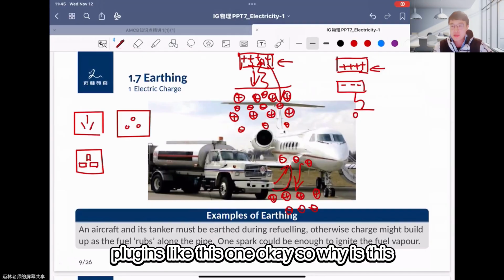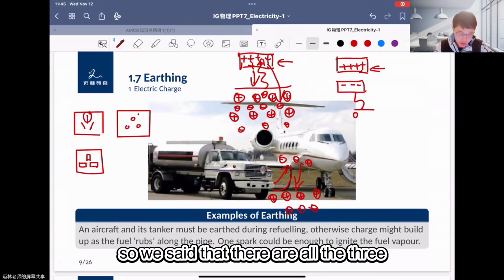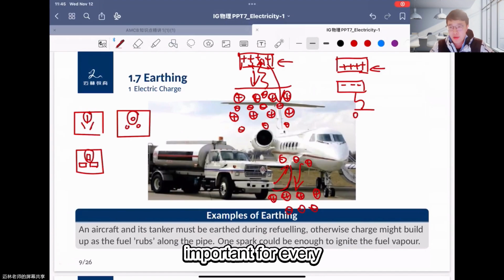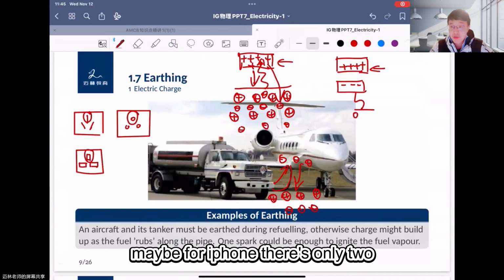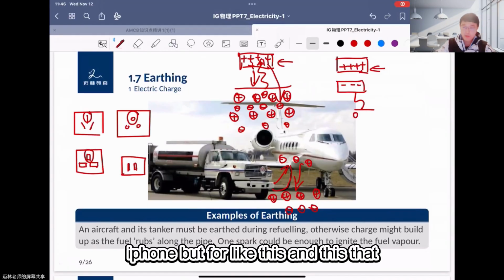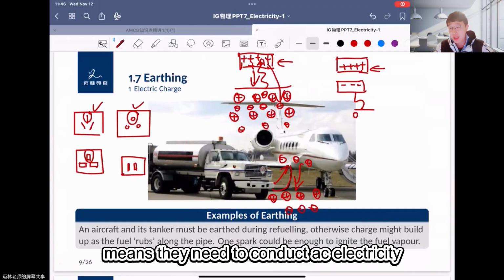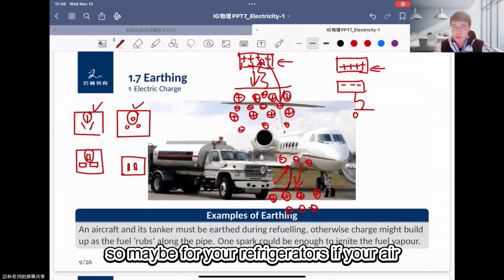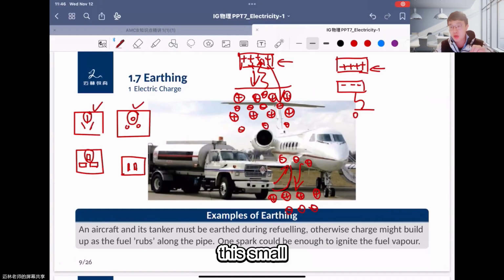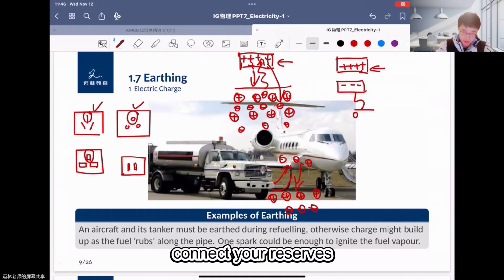So why is this? We said that there are three pins, and the middle one is very important for every electrical device. For your iPhone, there are only two pins, right? But for the others, they need to conduct electricity. For your refrigerators and air conditioners, you'll find that you must have this small hole to connect it with the supply.